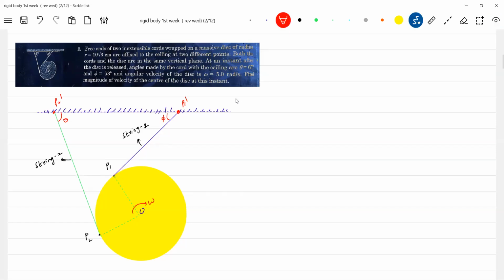What is the core idea of this problem? Velocity of point P1 and P2 along their respective strings. Why should strings be taut and inextensible?